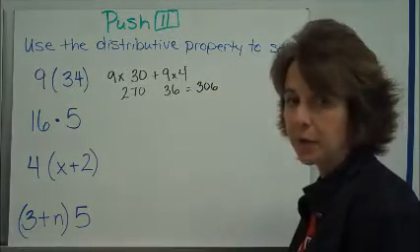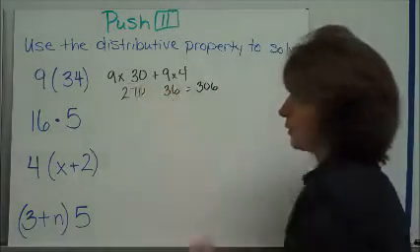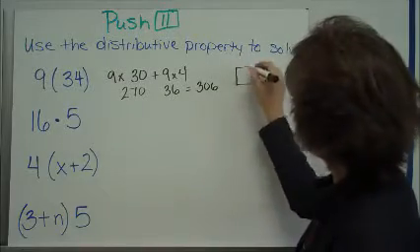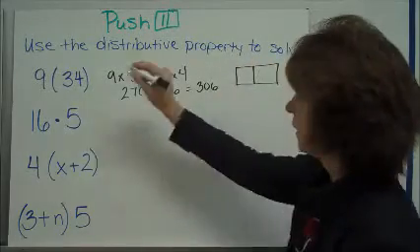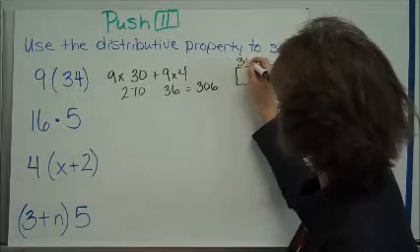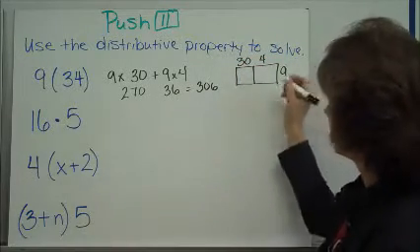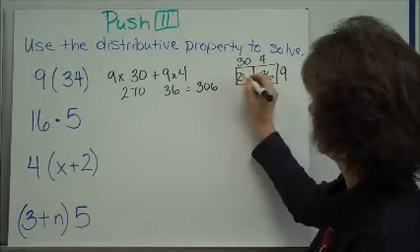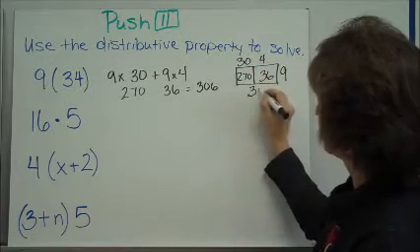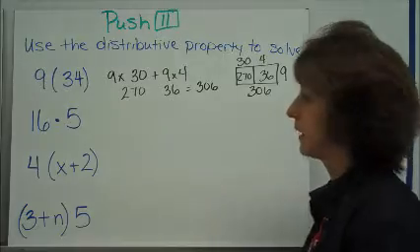What if I wanted to show that using a box, because this is more difficult? Definitely an option. 34 is made with a 30 and a 4. 9 is outside the parentheses, so 9 is outside the box. Same answer, different way to set it up.